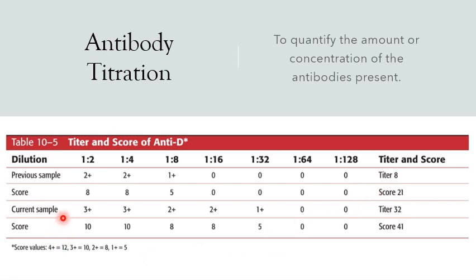Next, for the current sample, the titer is 32 here. So 32. And the score is 41. So comparing the two, meron tayong fourfold increase sa titer natin and the score has an increase of more than 10. So meaning, we will consider that there is a clinically significant antibody present.